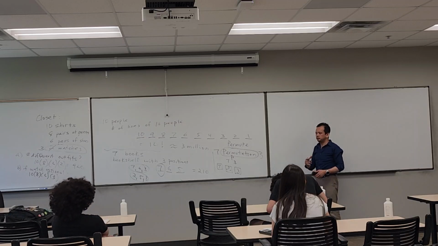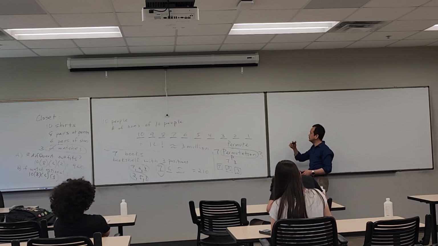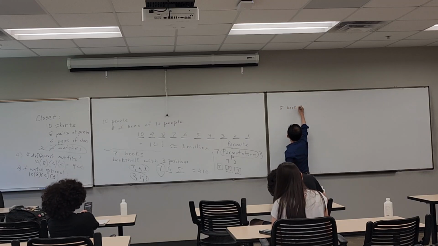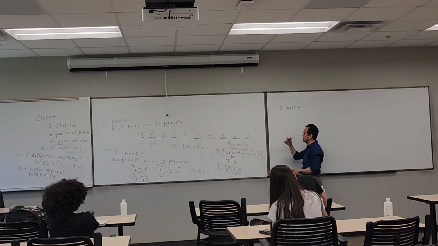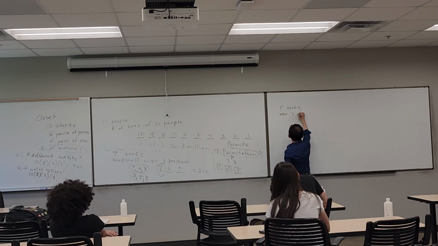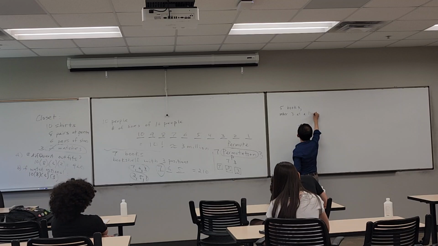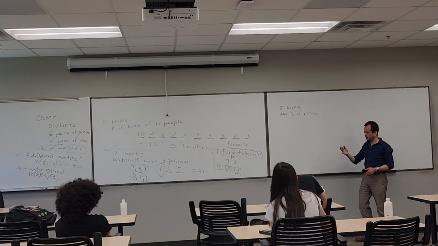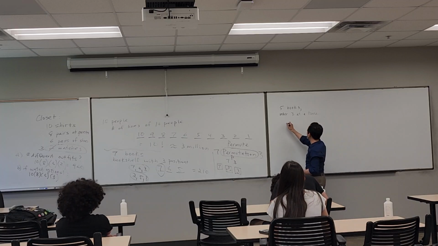In this example, let's say that we have 5 books instead of 7. So let's say we have 5 books. We want to order 3 at a time. So how many different orderings of 3 books are there from 5? Okay, very good. So same process as before.